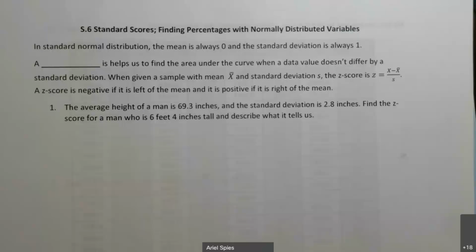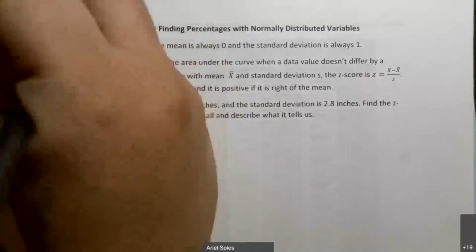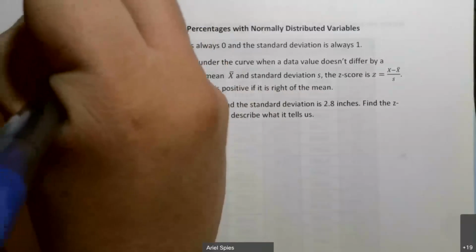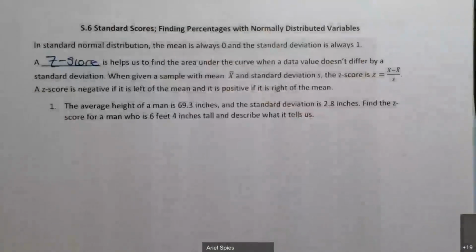So today we are moving on to the last section for the statistics chapter. We're looking at standard scores and we're finding percentages with normally distributed values. So in a standard normal distribution, the mean is always 0 and a standard deviation is always 1 away. A z-score helps us find the area under a curve when it's not exactly a nice standard deviation away. So if it's like 0.3 away instead of 1.